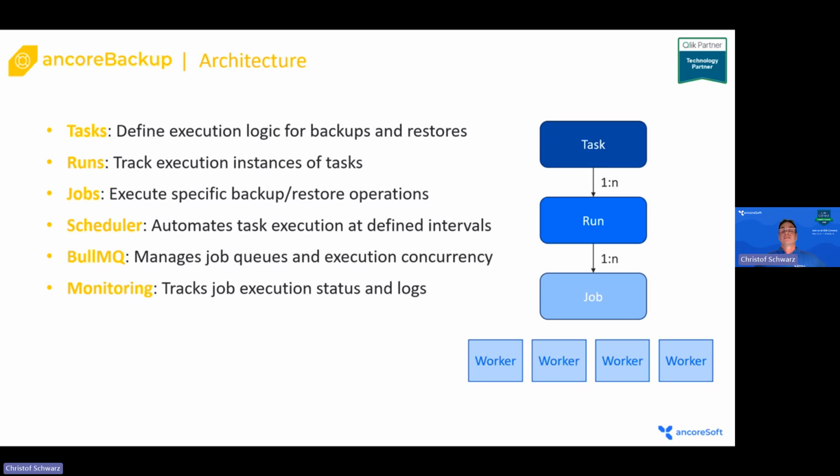We distinguish here, and I don't want to take this too far, but just on a high level, you have a task which defines what you want to back up. Think of it like a whole space, for example. Then the runs are the executions of such a task, which is typically triggered by a schedule or a trigger. And then the job is what actually is executed, the smallest item.